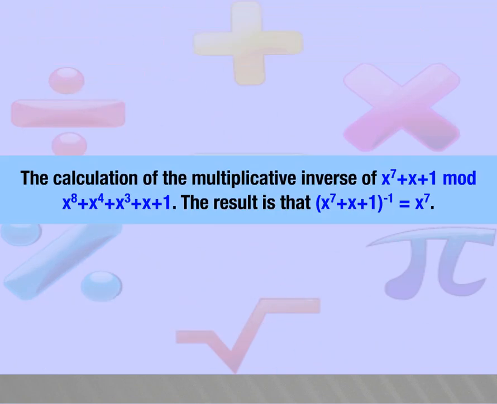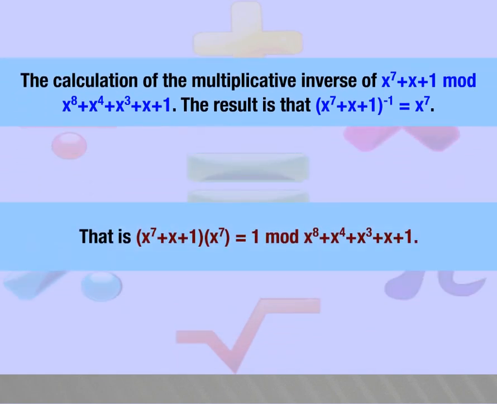The calculation of the multiplicative inverse of x^7 + x + 1 mod x^8 + x^4 + x^3 + x + 1. The result is that the inverse of x^7 + x + 1 is equal to x^7. That is, (x^7 + x + 1) times x^7 is equal to 1 mod x^8 + x^4 + x^3 + x + 1.